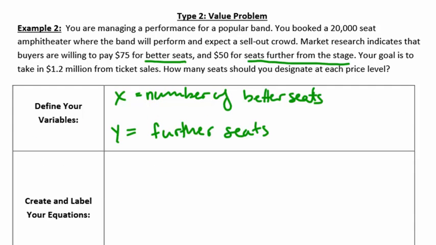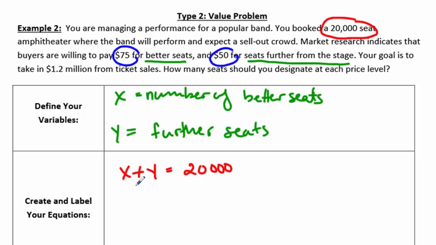Let's check out the two equations. The first equation is going to be our total equation, the equation that deals with the number of seats. There are X seats that are better and Y seats that are further, and 20,000 seats total. So X plus Y has to equal 20,000. The second equation is the value equation. This has to do with the fact that it's $75 for one of the better seats and $50 for one of the seats that are further away. So $75 times X plus $50 times Y equals 1.2 million.